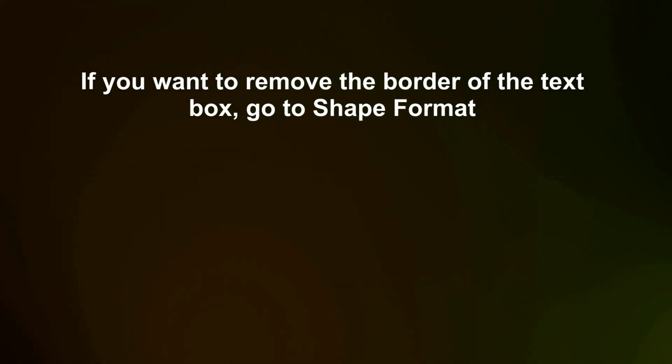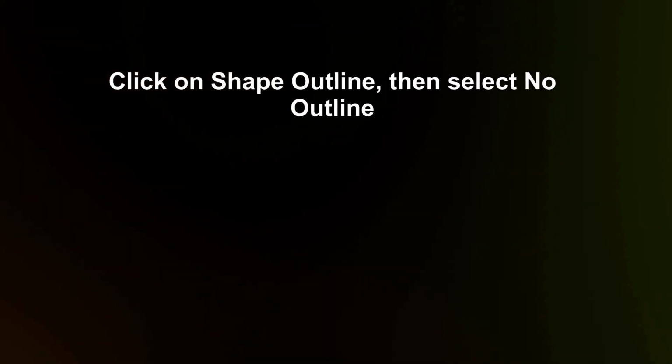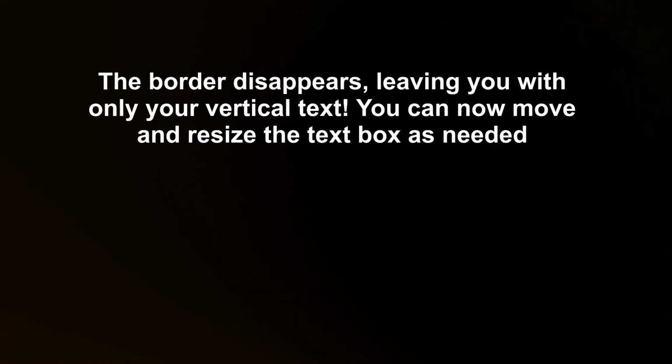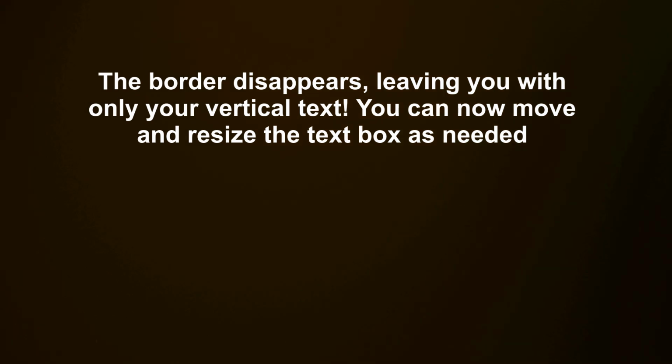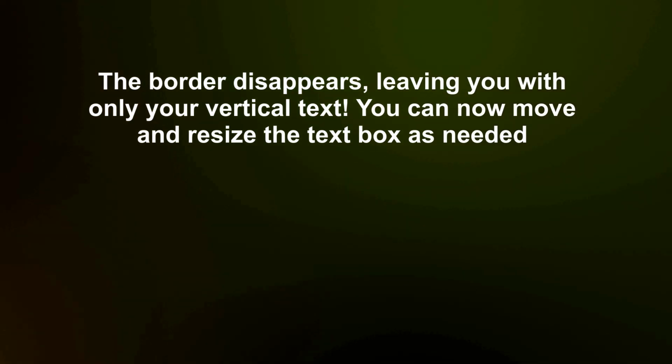If you want to remove the border of the text box, go to Shape Format. Click on Shape Outline, then select No Outline. The border disappears, leaving you with only your vertical text. You can now move and resize the text box as needed.